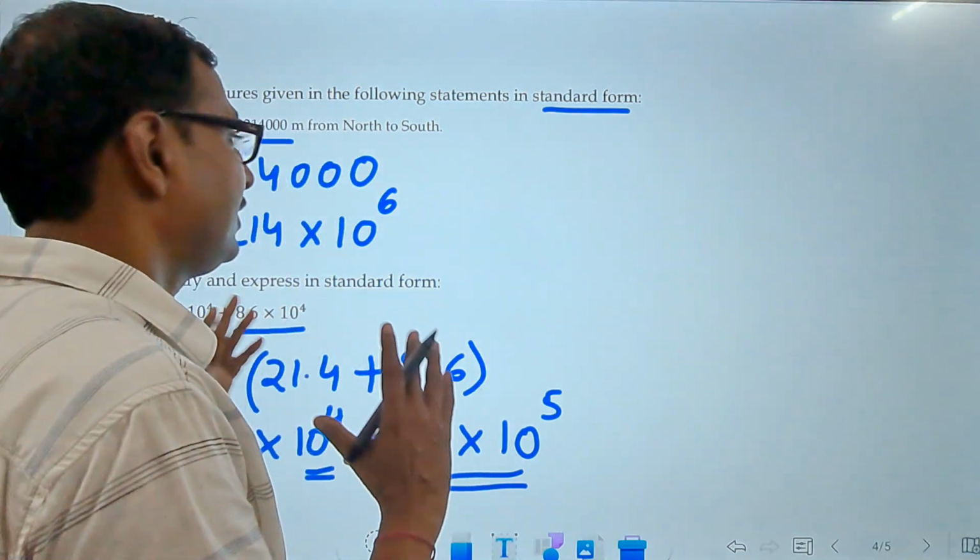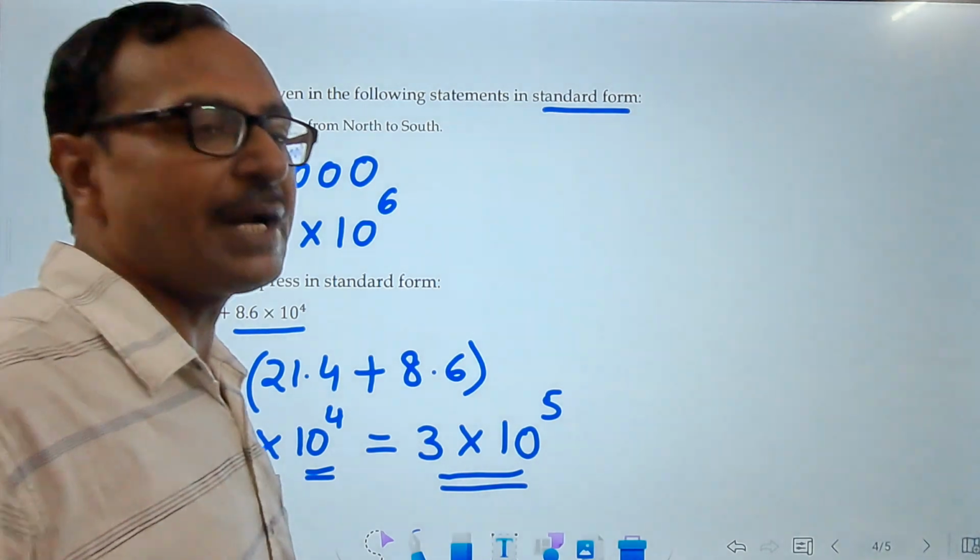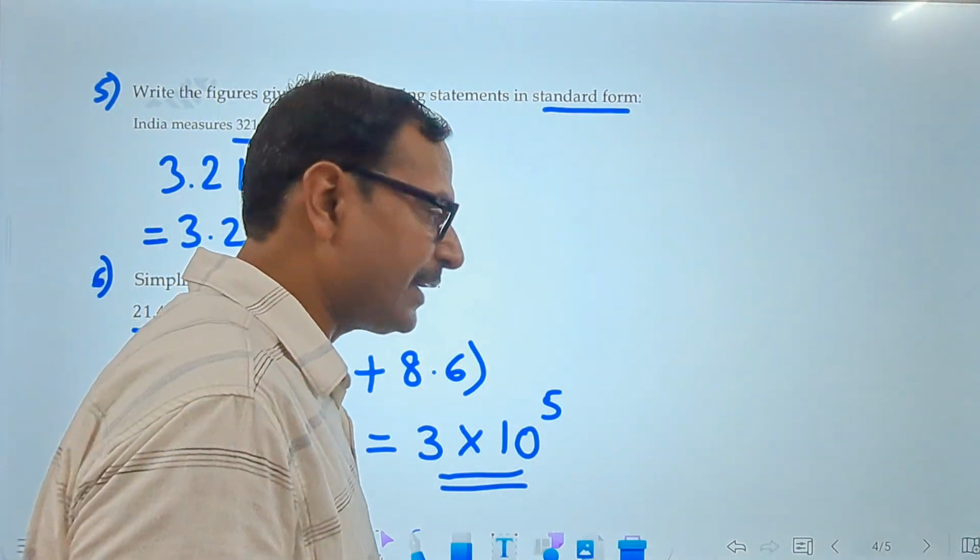So I hope you have developed a great deal of understanding of the standard form, exponential form, expanded forms.